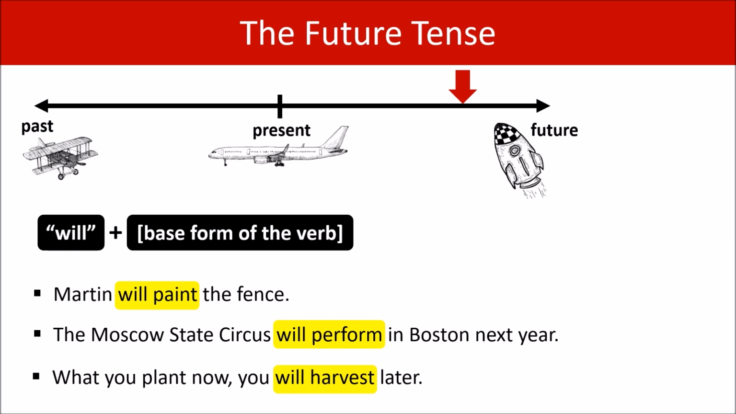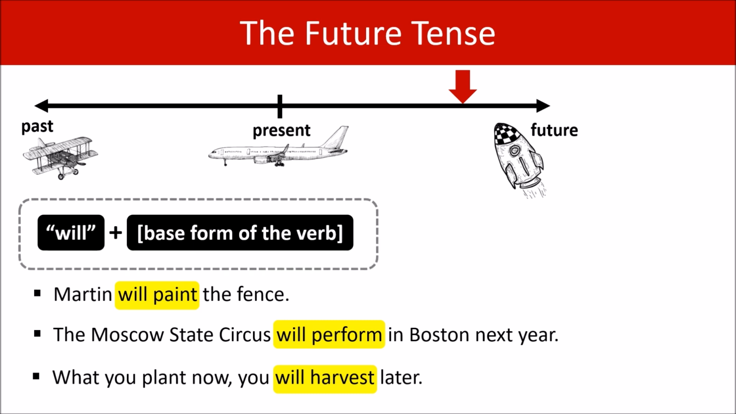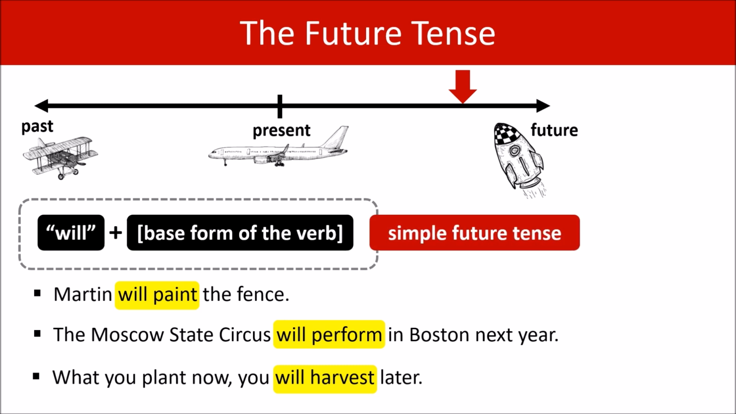That's fairly easy so far. But unfortunately, it gets a little bit more difficult. When you use this construction, you are using the simple future tense. I want you to look at this word, simple. That doesn't mean that it's easy. That tells you the aspect of the verb. And that's what we're going to talk about next.